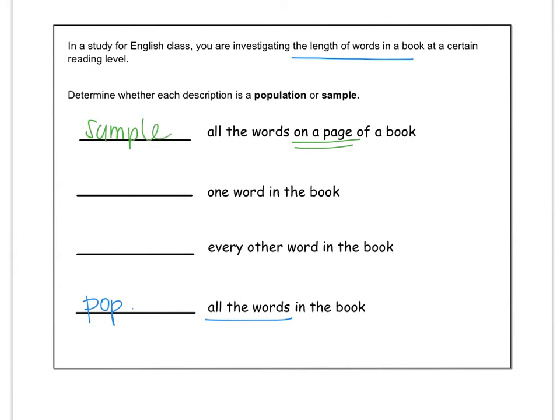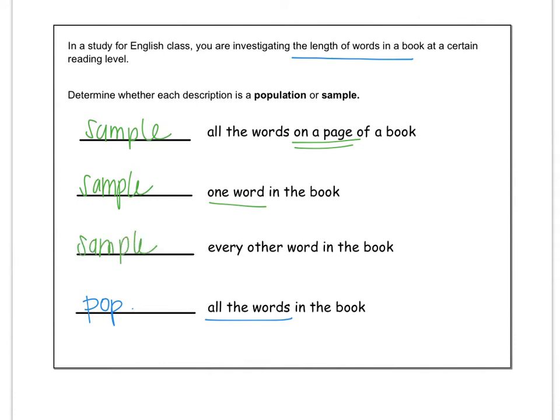Next one: one word in the book. Well, hopefully there's going to be lots of words in the book, so if it's just one, that would be excluding all of the other words, so that would also be a sample. And then the last one: every other word in the book. Well, that would be excluding every other word in the book, so that would also just be a sample.